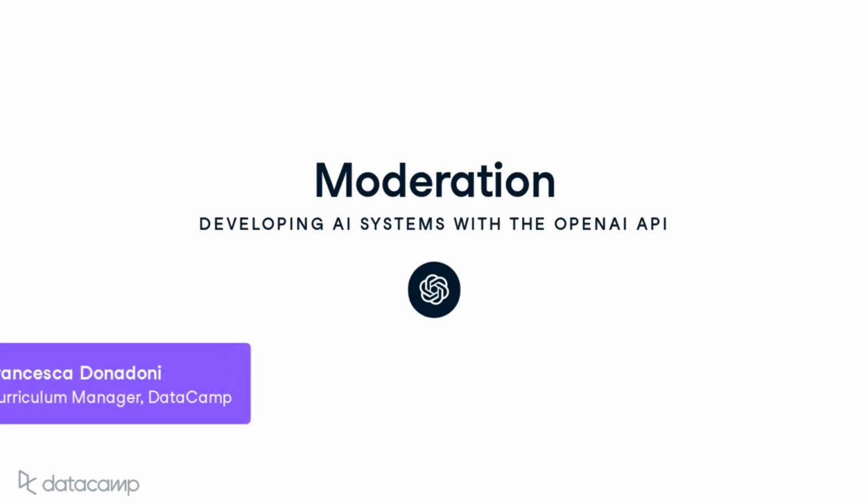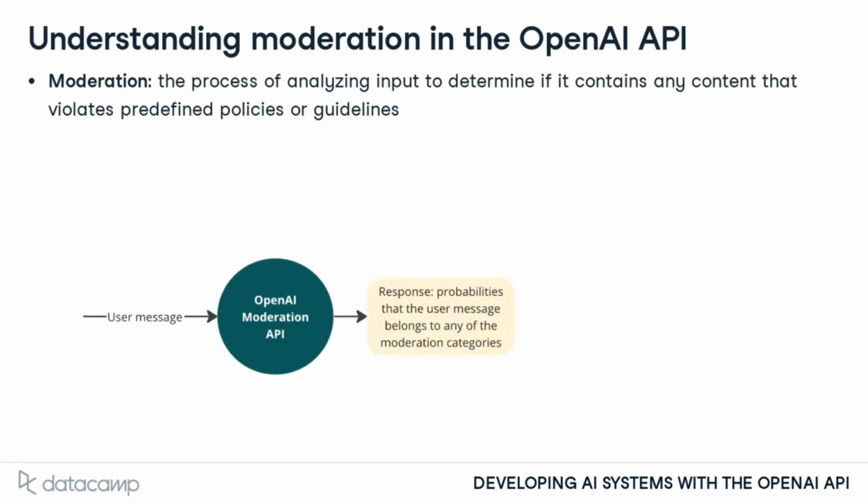Welcome back! We have now come across various techniques to develop advanced systems using the OpenAI API. To ensure that these systems are robust and reliable, we should follow best practices in moderating, validating, and securing content. Moderation in the context of the OpenAI API refers to the process of analyzing input to determine if it contains any content that violates predefined policies or guidelines. It is a critical aspect of managing user-generated content.